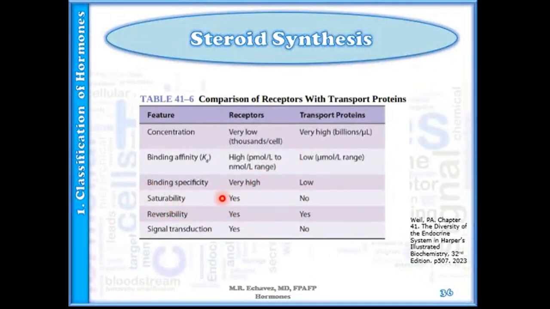Saturability: yes, your receptors can be saturated, but your transport proteins are not saturated. For reversibility, both are reversible when your hormone attaches to your receptors or your transport proteins. The process of signal transduction only occurs with your receptors. Your transport proteins really just do the job of transporting these hormones.